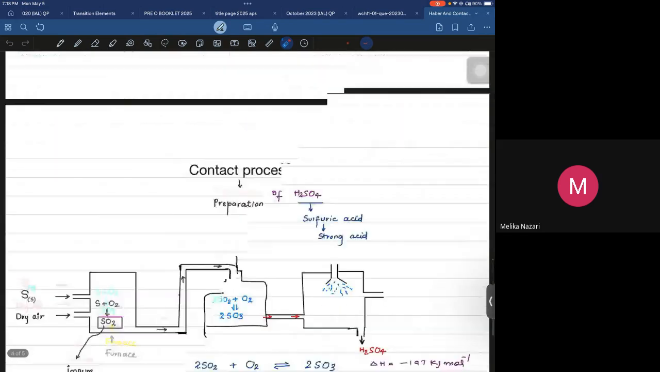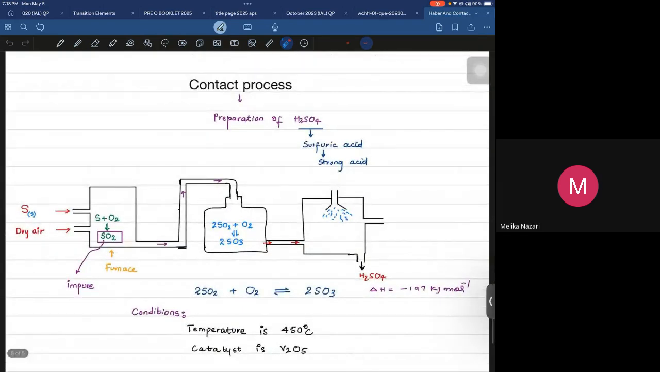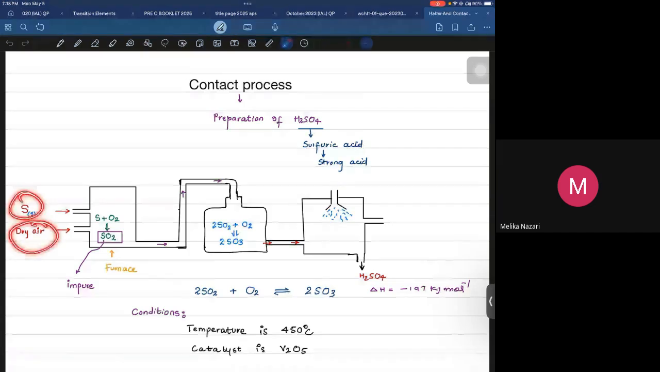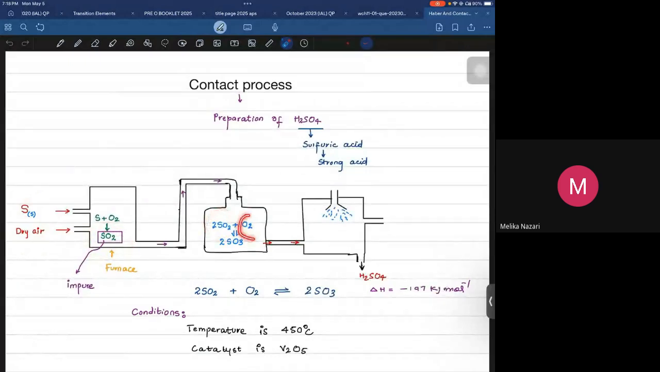And then we have the contact process. In this process, we prepare sulfuric acid. Sulfuric acid is H2SO4. This is a very important chemical which is used in many industries. First of all, we generally react sulfur with dry air. Sulfur reacts with oxygen to form sulfur dioxide, and then sulfur dioxide reacts with oxygen to form sulfur trioxide. So this is equilibrium. This is a reversible reaction.